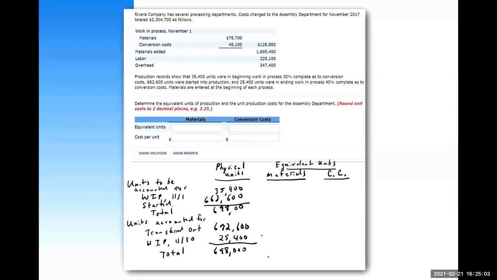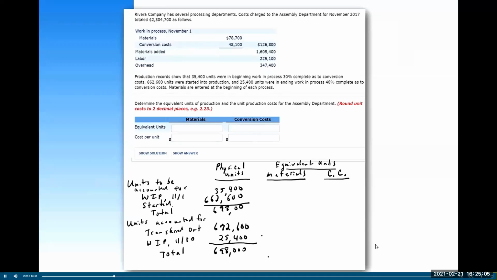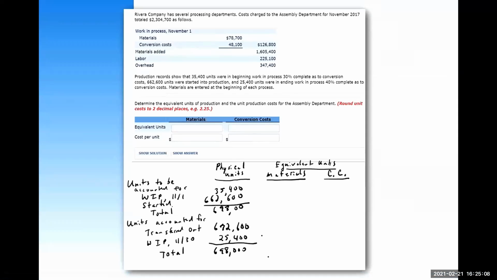Using this information and the information above, we now can determine the equivalent units. First of all, with regard to the units transferred out, those units would have been complete with regard to both materials and conversion costs. So we'll enter the 672,600. Regarding the ending work in process, the work in process on November 30th, we know that it was complete with regard to materials because the materials are entered at the beginning of the process. So that gives us total equivalent units for the materials of 698,000.